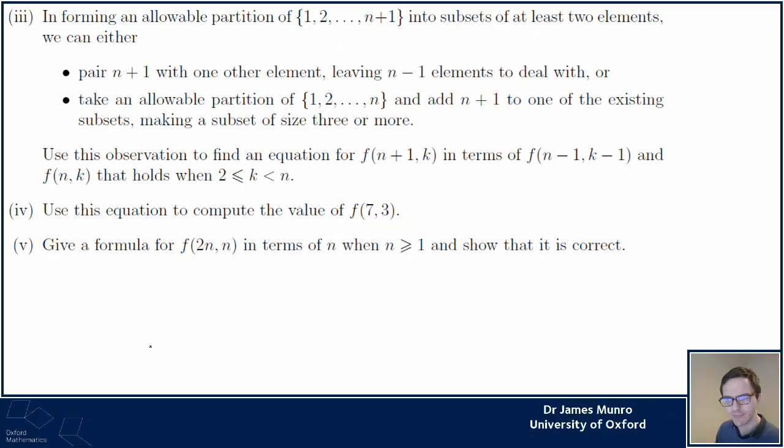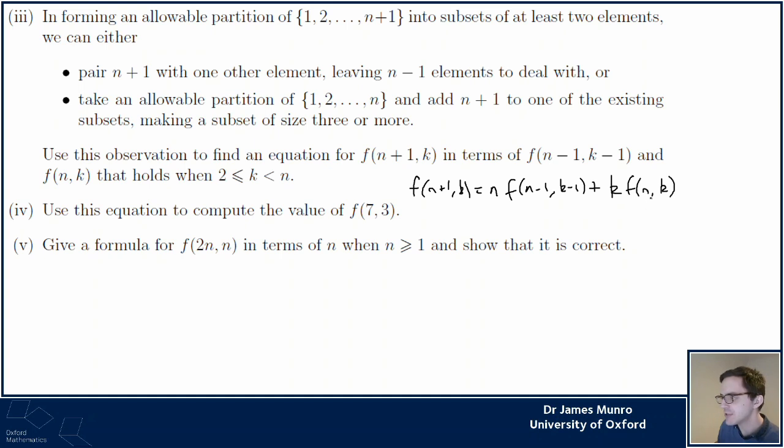Okay, one part of the question left. Part 5 would like a formula for f of 2n, n in terms of n, and it's possible to go back to basics and work out an expression for this by thinking about partitions of 2n things into subsets of size 2. All of the subsets have to be size 2 here because there's n of them, and we've only just got enough things to make n subsets of size 2 or more. Instead, I want to go back to the equation that we had, which was f of n plus 1, k is equal to n f of n minus 1, k minus 1 plus k f of n, k.